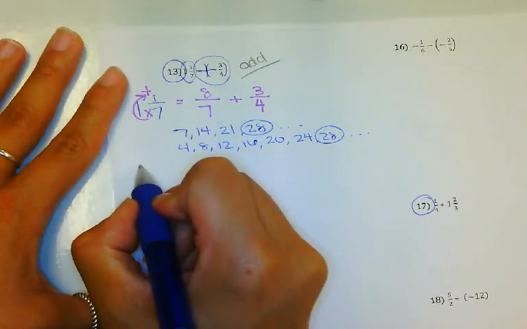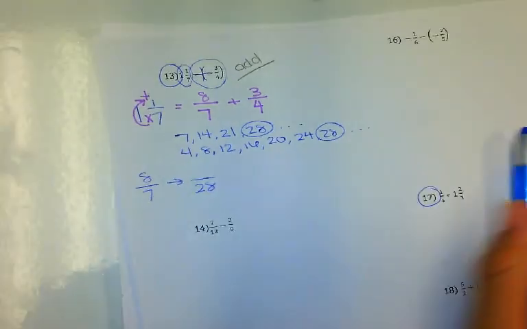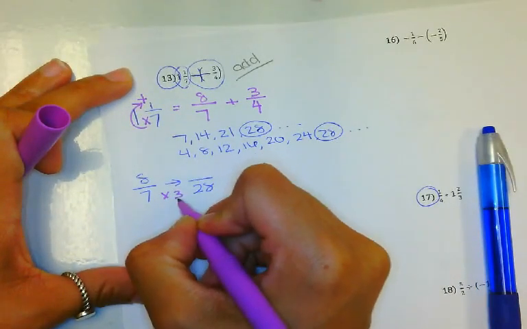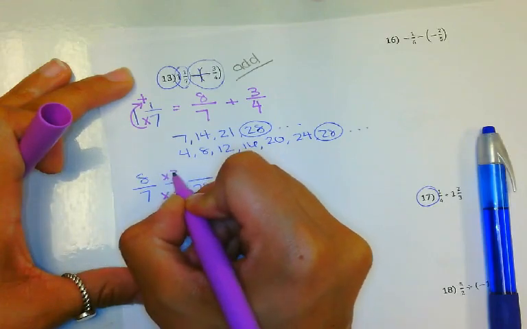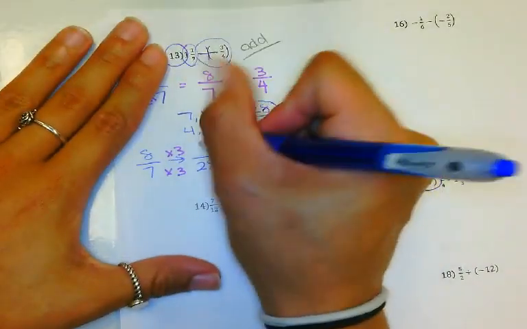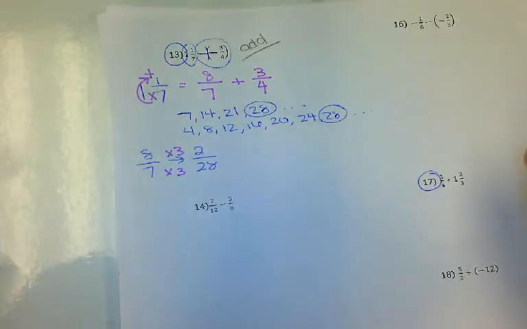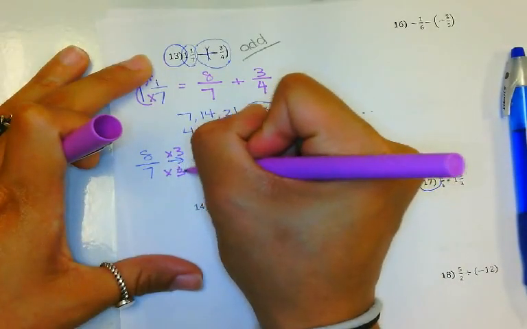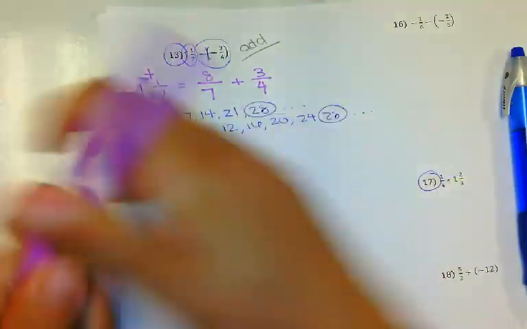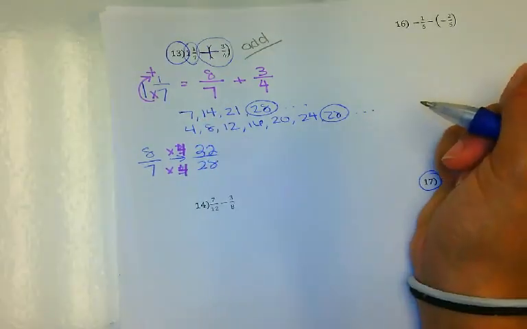So we take our first number, 8 over 7. I need 28 to be at the bottom. To go from 7 to 28, I multiply by 4, sorry. So whatever you do on the bottom, you also do on the top. 8 times 4 is 32. Okay.